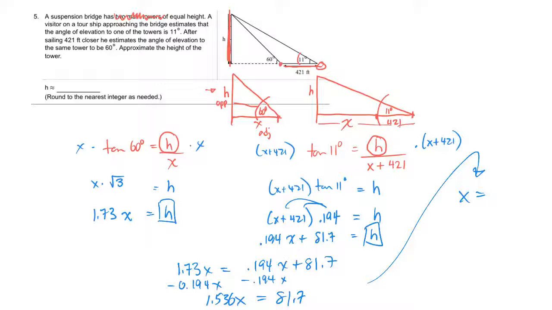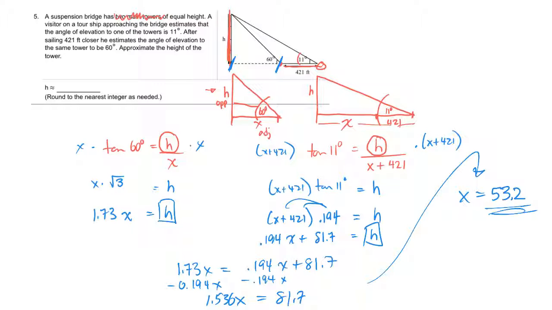I'll continue up here, divide both sides by that. So I get 81.7 divided by that other answer. Is that right? Yeah, that sounds about right. 53.2. So that's just x. That's this distance from there to there.